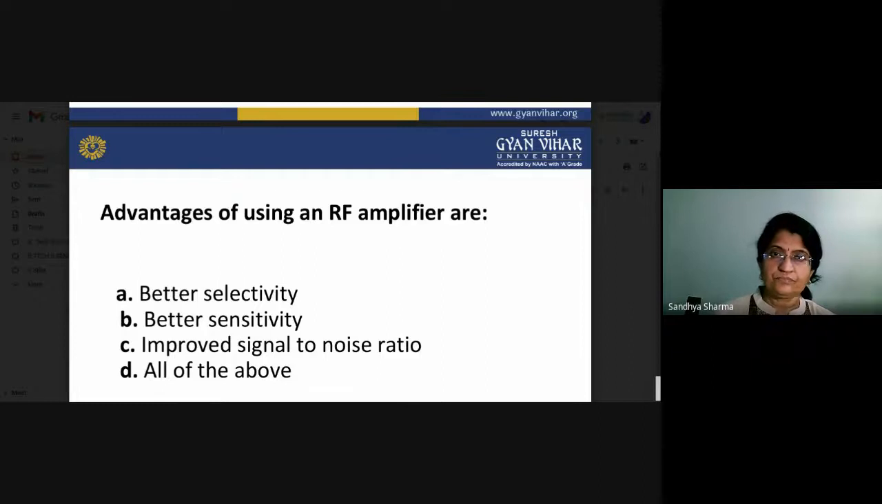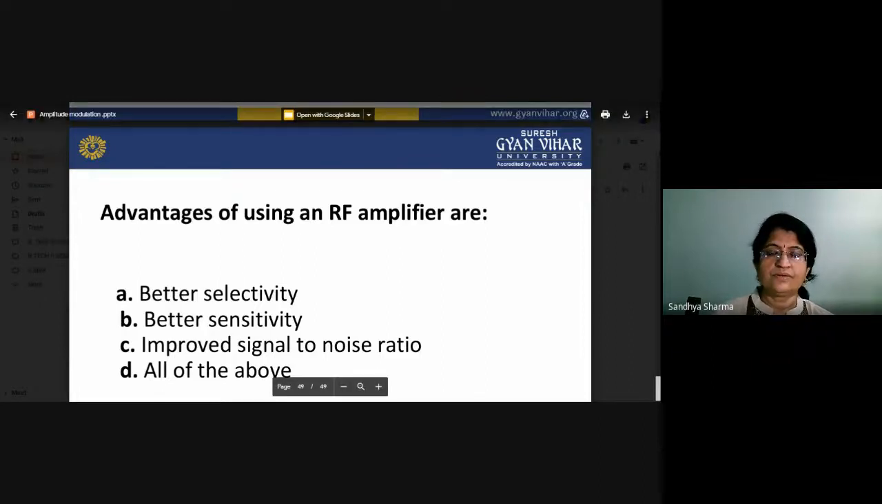So we will understand the superheterodyne receiver and amplitude modulation.